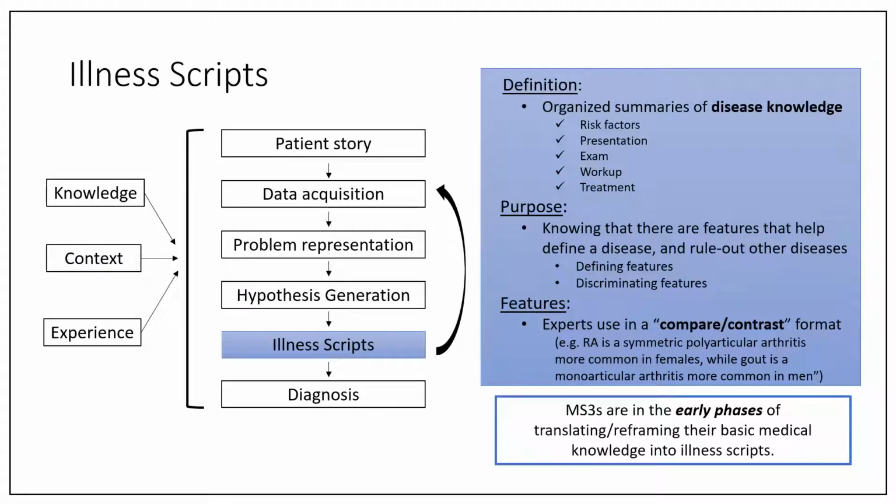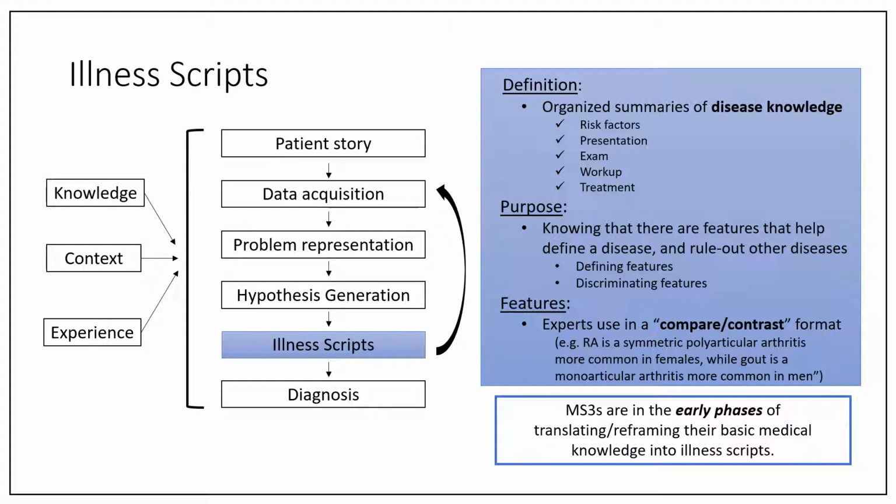Now on to our third and final clinical reasoning concept. Illness scripts are defined as organized summaries of disease knowledge. If we look at an expert physician, we see that they often have mental narratives of a typical patient story and presentation for a given clinical syndrome. So similar to schema, experts quickly and easily access illness scripts mentally during the first patient encounter. Furthermore, they usually do so in a compare and contrast format. For example, rheumatoid arthritis is usually encoded as a gradually worsening progressive polyarticular arthritis, more common in females, versus gout, which is an acute monoarticular arthritis usually seen in men.